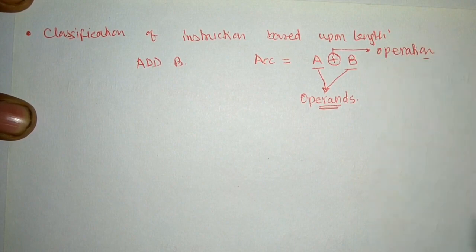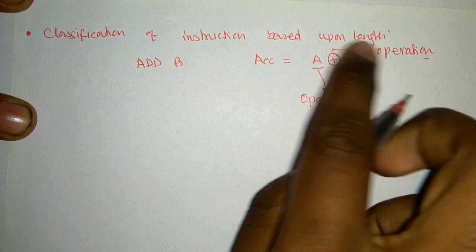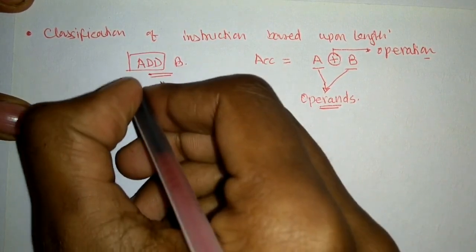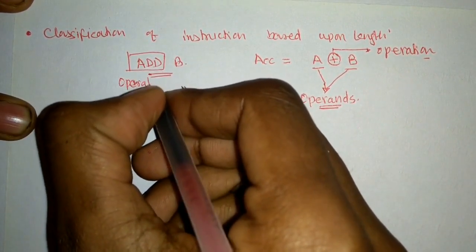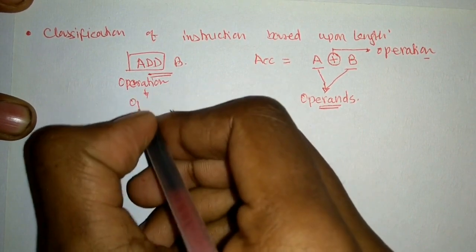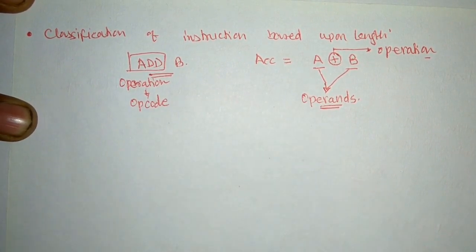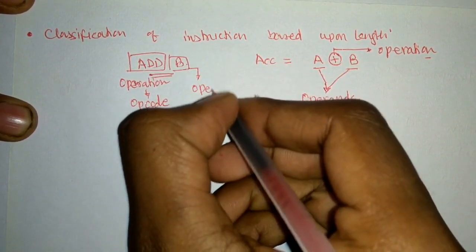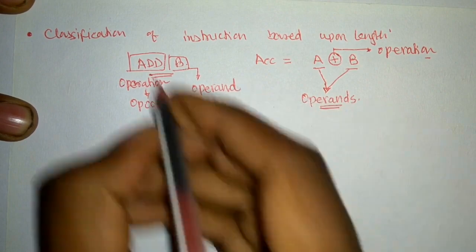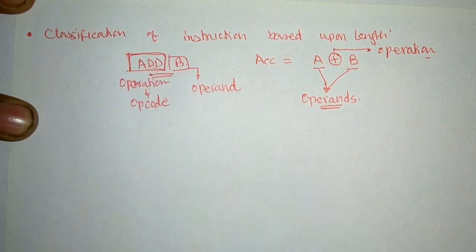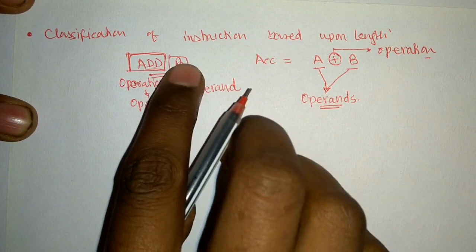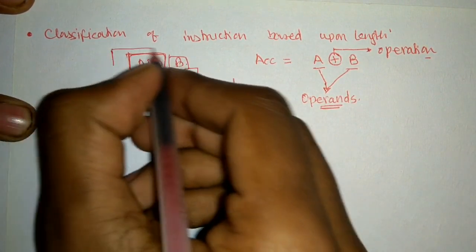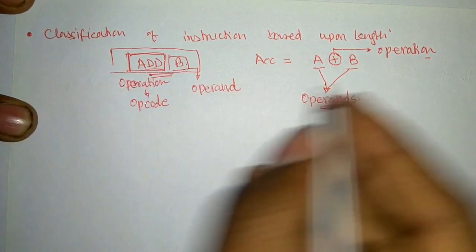And how exactly am I expressing this particular thing? Like this. So this is my operation, which is represented with the help of an opcode. We call it opcode, operation code. And this is my operand. Now ADD will be represented with some number of digits, and this B will be represented with some number of bits. So depending upon the total length of this instruction, I can divide my instructions into 3 categories.